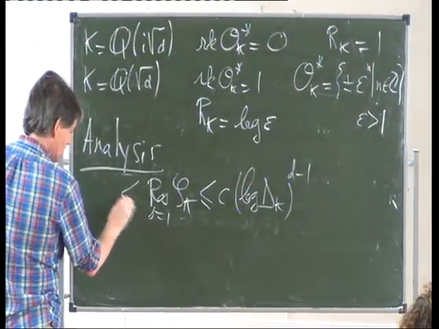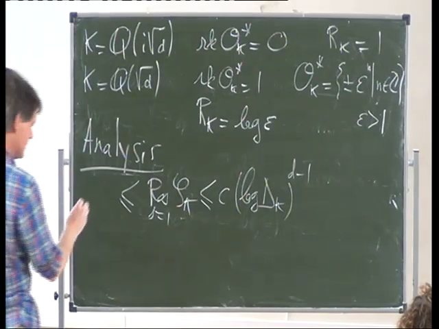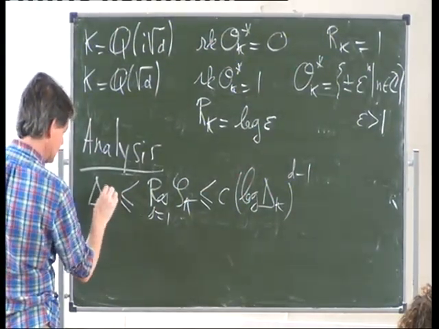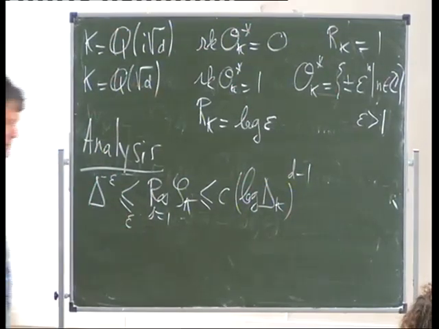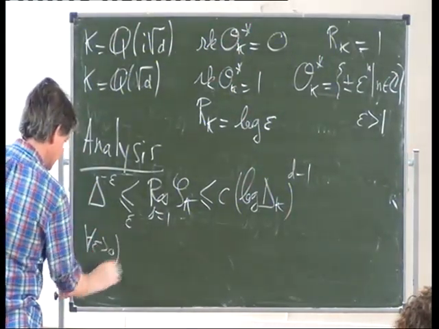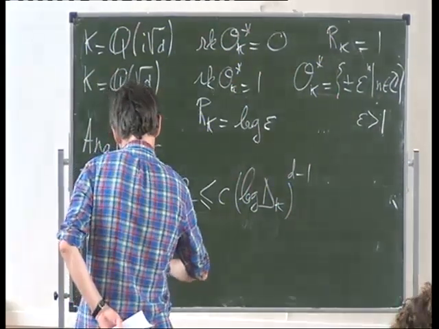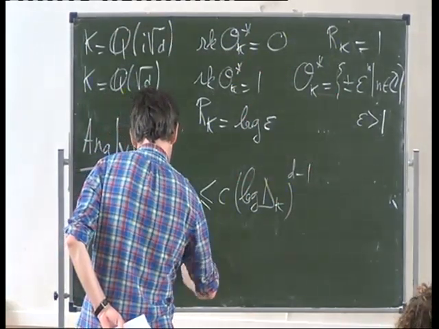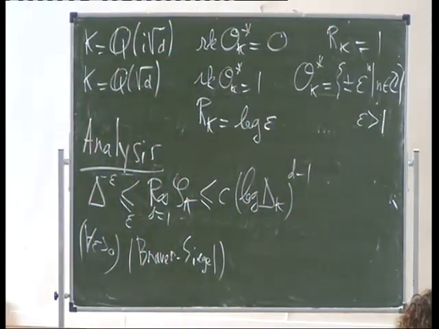And that's not too difficult. Much harder is to show that this is actually greater than the log of the discriminant to the power d minus 1 minus epsilon. So for all epsilon positive, you can write such a lower bound. This is the so-called Brauer-Siegel theorem. So doing harder analysis, you can show that.